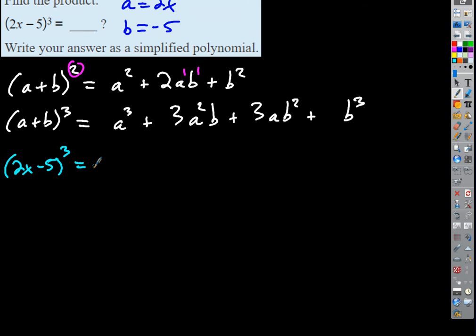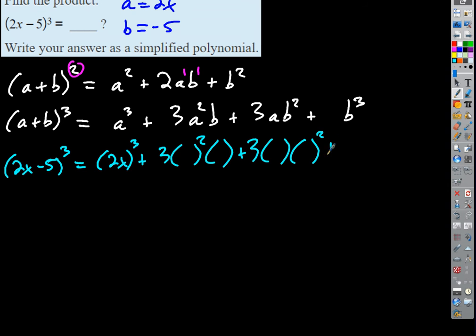So if we do that, we end up getting a cubed, where a is 2x, plus 3 times a squared times b, plus 3 times a times b squared, plus b cubed. There's my a squared, b is negative 5, and in the third term I get 3 times a times b squared, and then b cubed. All we have to do is simplify that, just using properties of exponents, and we're done.